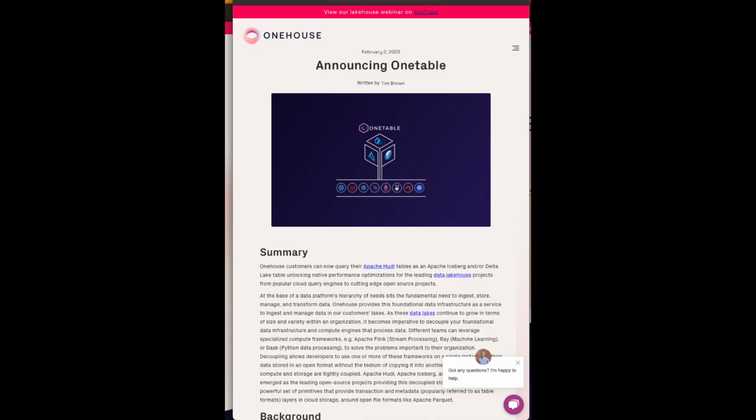Let's talk about the role of Onehouse. Before we delve deeper, let's acknowledge the role of Onehouse as a staunch advocate for open source. They played a pivotal role in bringing OneTable to life. By embracing open source principles, Onehouse empowers organizations to harness the full potential of Apache Hudi without being confined to a proprietary solution. Now, let's talk about the importance of OneTable.